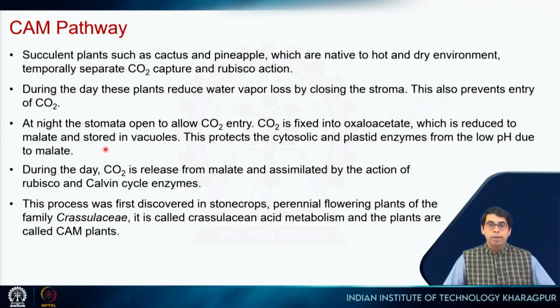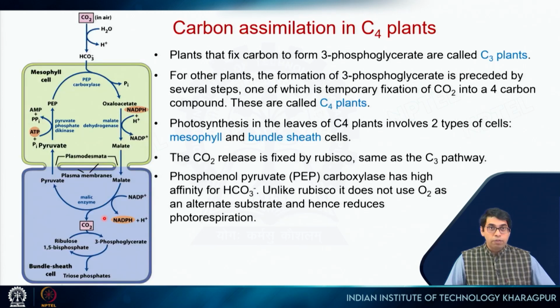Because malate is malic acid, it will release protons and reduce the pH, and this reduction of pH can damage other enzymes which are present in the cytosol or the plastid, right. So, to protect those enzymes, this malate is stored in vacuoles. During the day, carbon dioxide is released from the malate as we saw here.